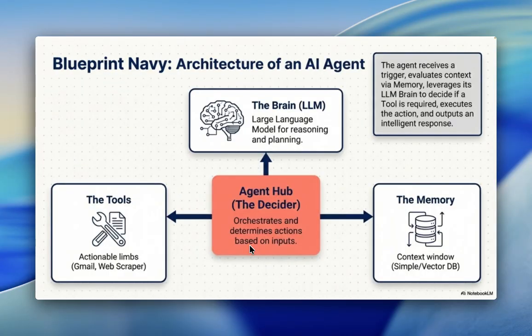Blueprint Navy, architecture of an AI agent. Agent hub, the decider, orchestrates and determines action based on input. The tools, actionable limbs: Gmail, web scraper. The memory, context window, simple vector. The brain, an LLM, a large model for reasoning and planning. The agent receives the trigger, evaluates context via memory, leverages its LLM brain to decide if a tool is required, executes the action and outputs an intelligent response.